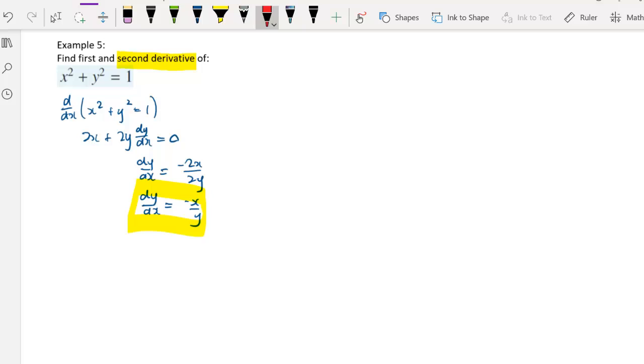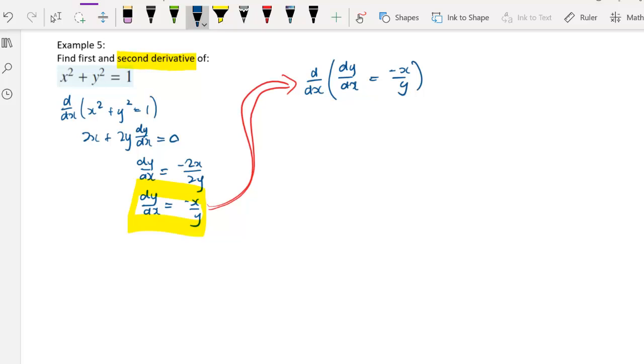Now, if we need to find the second derivative using an implicit process, this is what it is. So we're looking again to say d/dx of dy/dx and negative x on y. Now we can see on this side that's just going to give us our d squared y over dx squared, which represents our second derivative. And on this side, it's going to be a quotient. So this is a quotient rule.